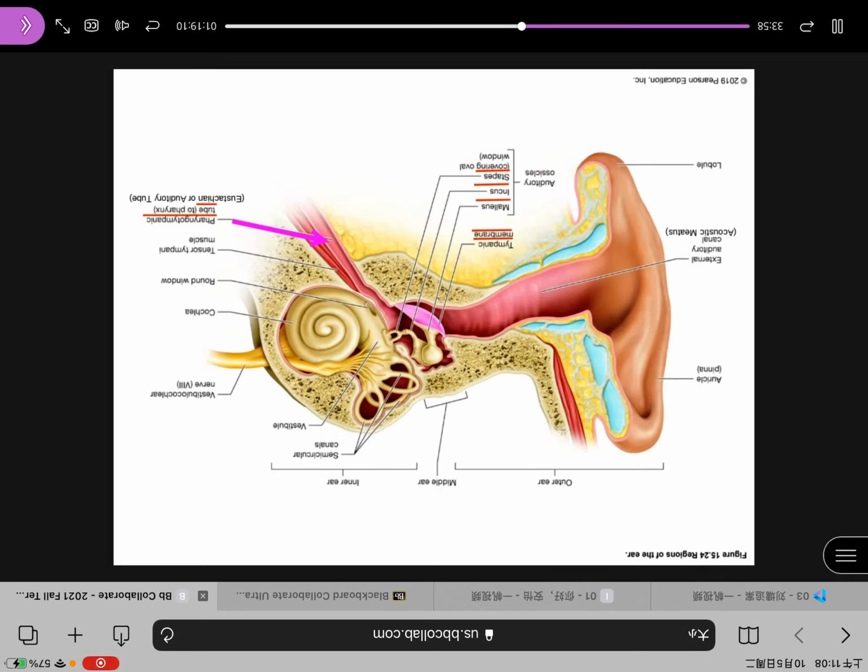Okay, any questions about the middle ear? Any questions? Okay, a lot of interesting things here with the ear. But let's move on now to the final portion of the ear. The final portion of the ear is the one that you see here called the inner or internal ear. Okay, let me point at the word internal or inner ear. So let's look at the inner ear now.